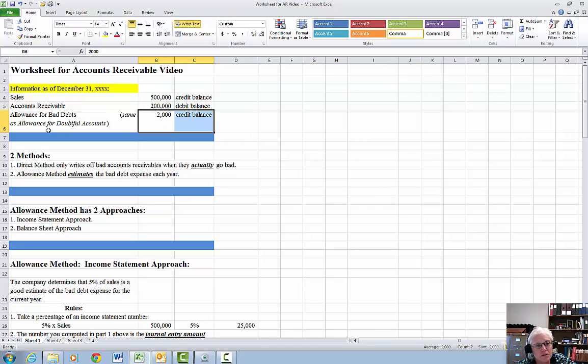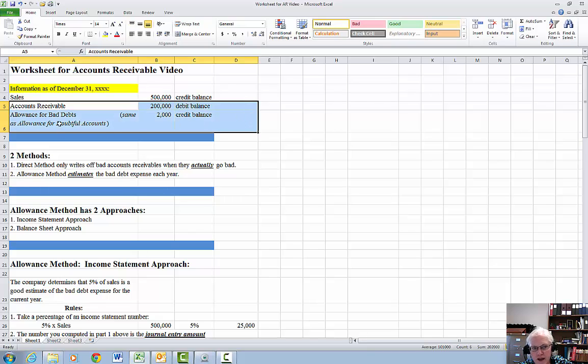Speaking of adjustments, these are all adjusting entries at year end. So what we want to do is reflect on the balance sheet the accounts receivable at its cost, and then subtract our estimate of what we think is not going to get collected. To do that, we'll subtract on the face of the balance sheet the allowance for bad debts and come up with the net realizable value for accounts receivable.